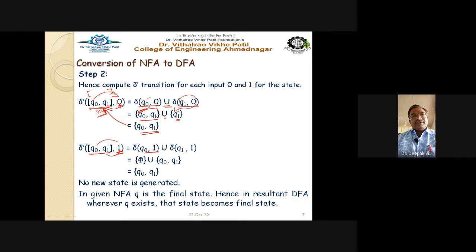So you will find here q0 on 1, there is no transition, that's why it is marked as a phi. So this is the answer for this. And q1 on 1 is nothing but Q0, Q1. So what is the answer? Q0, Q1, and this particular state is already available with us. So the conclusion is written here. No new state is generated.